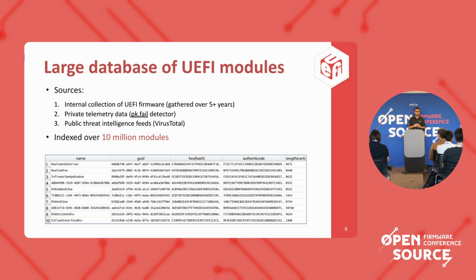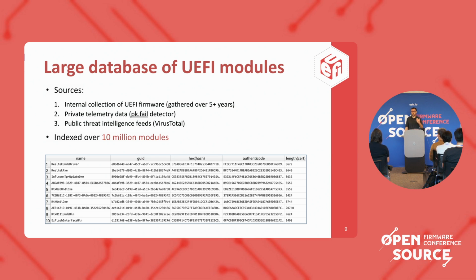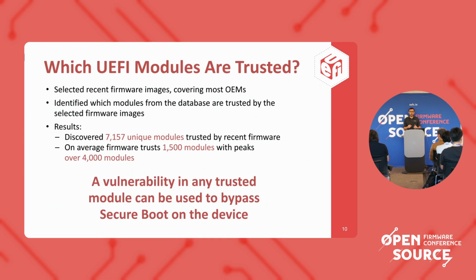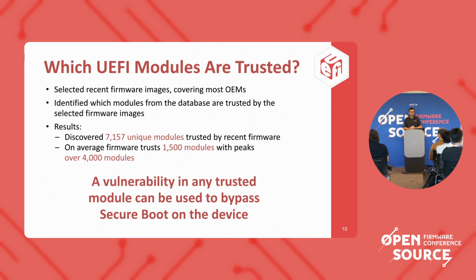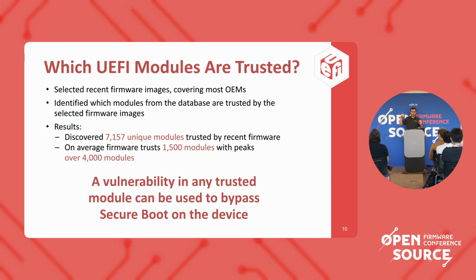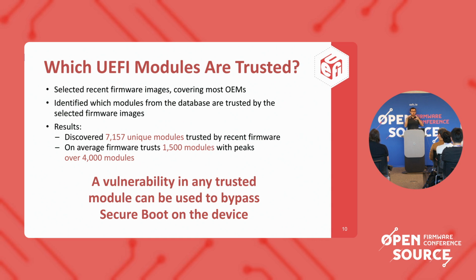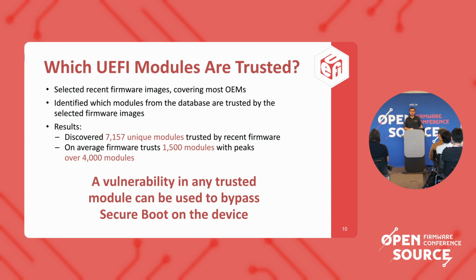All these resources combined resulted in over 10 million modules indexed inside the database. So now we take this database and we check which of these modules would pass the secure boot verification on recent firmware. This is simply done by extracting the DB and the DBX from a firmware image and then matching them with a secure boot algorithm and seeing which of the 10 million are actually trusted, right?